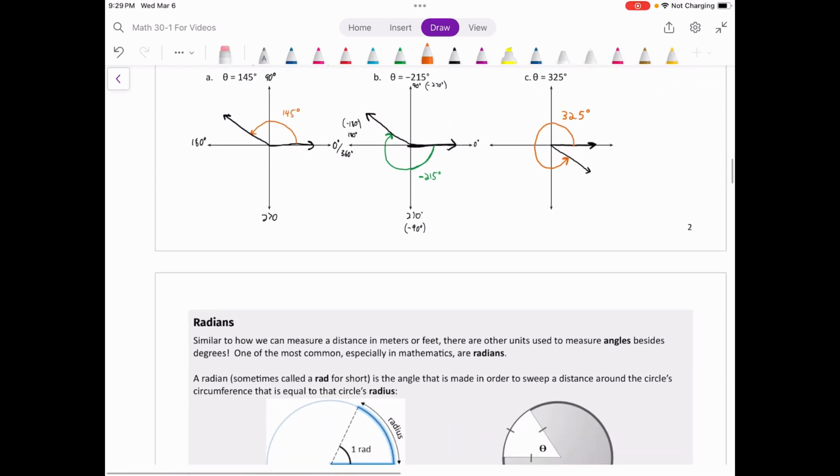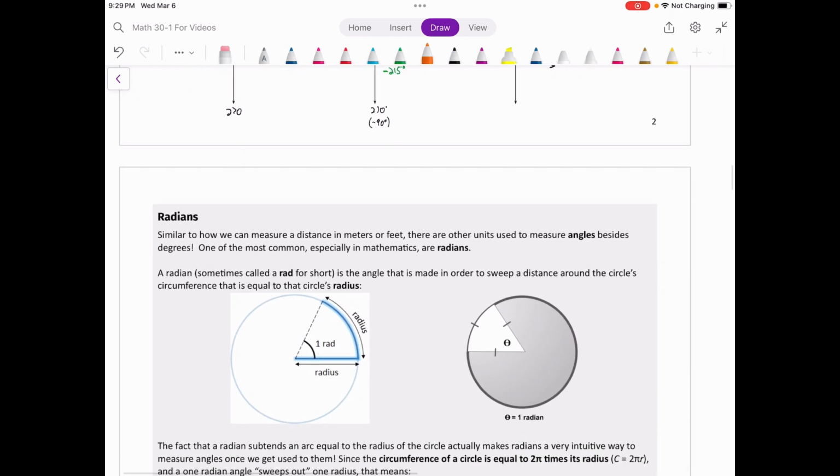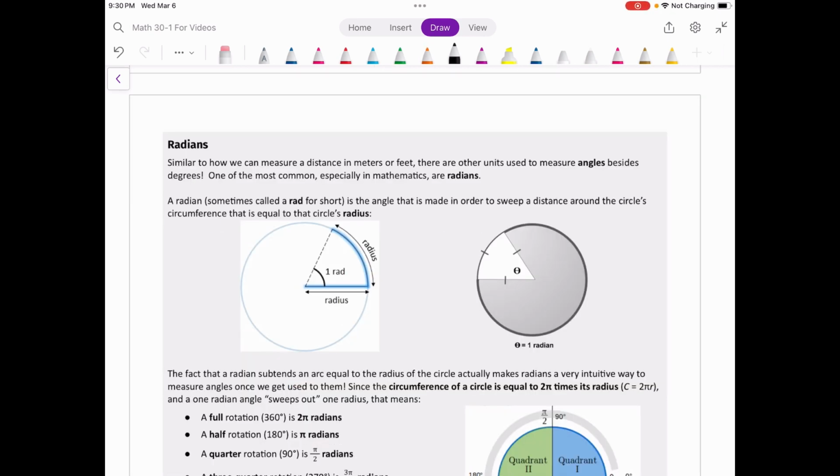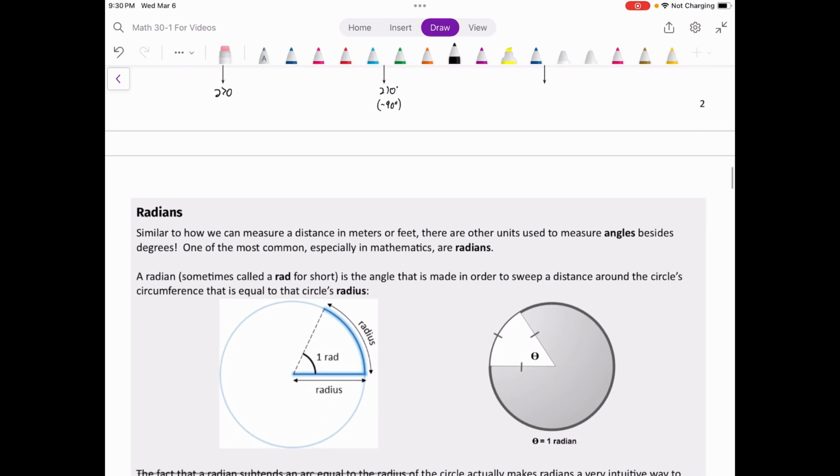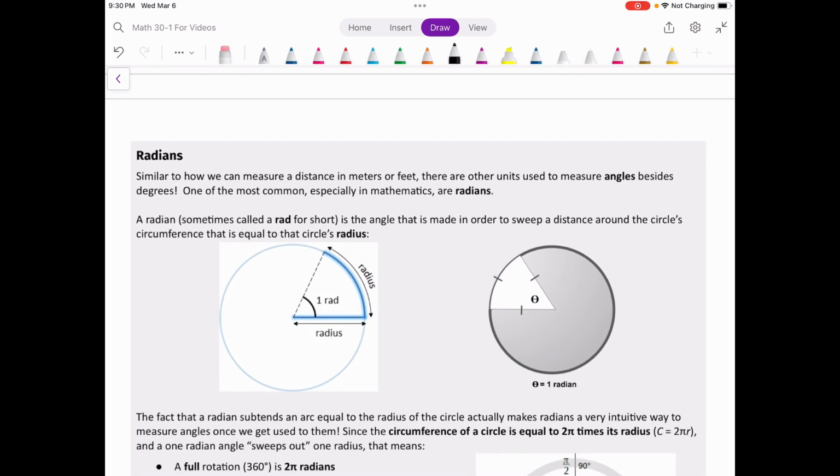Okay, let's talk about radians now. We've done our quick little review of the basics of the angles in standard position from Math 20. Let's introduce something new here, okay? Radians. So radians, sometimes students really don't like these at first, okay? And I get it, they look kind of weird. There's a pi and all that stuff.